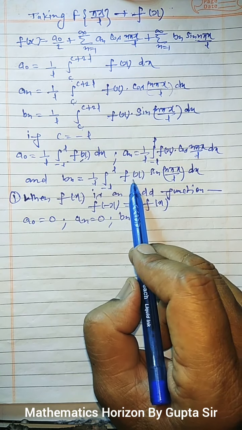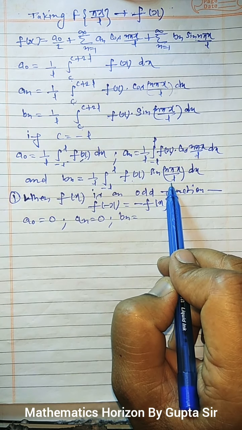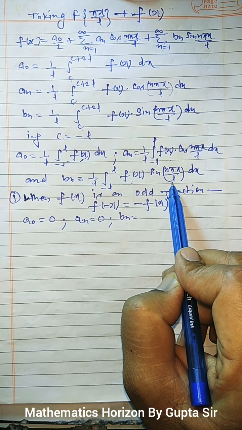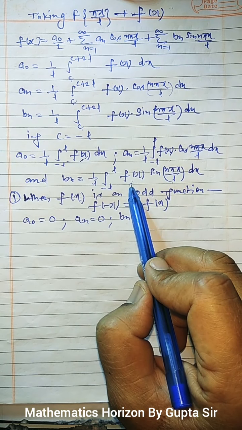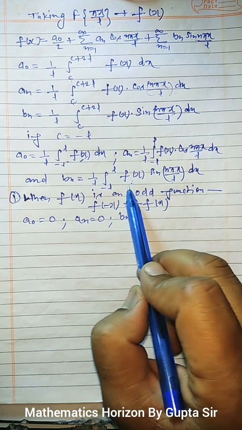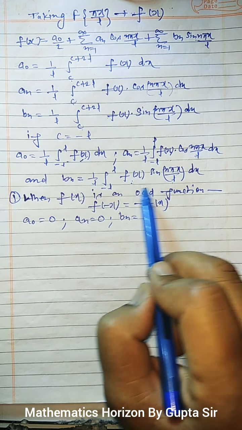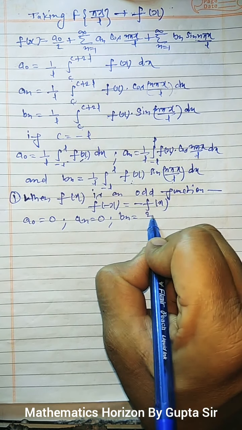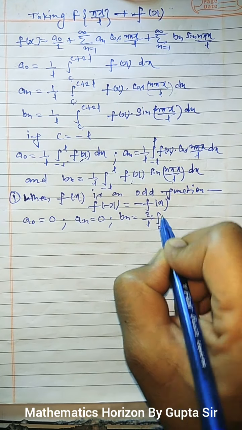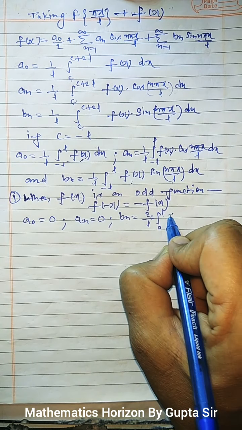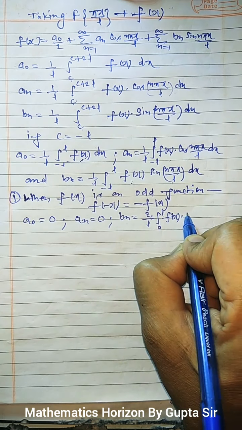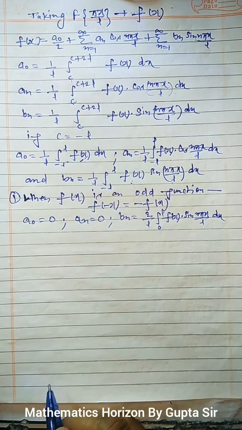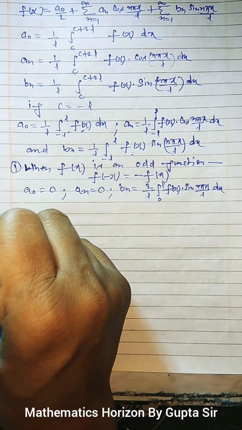And what about bn? If f(x) is an odd function and sin(nπx/L) is also an odd function, the product of two odd functions will be an even function, means this complete function will be an even function, and by the property of definite integration, this will be equal to 2 times the integral from 0 to L of f(x) sin(nπx/L) dx. Now we come to the second case.